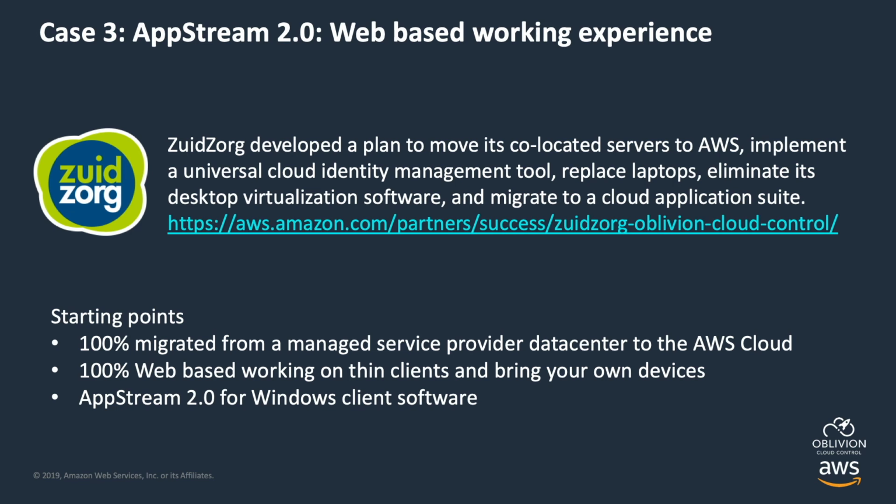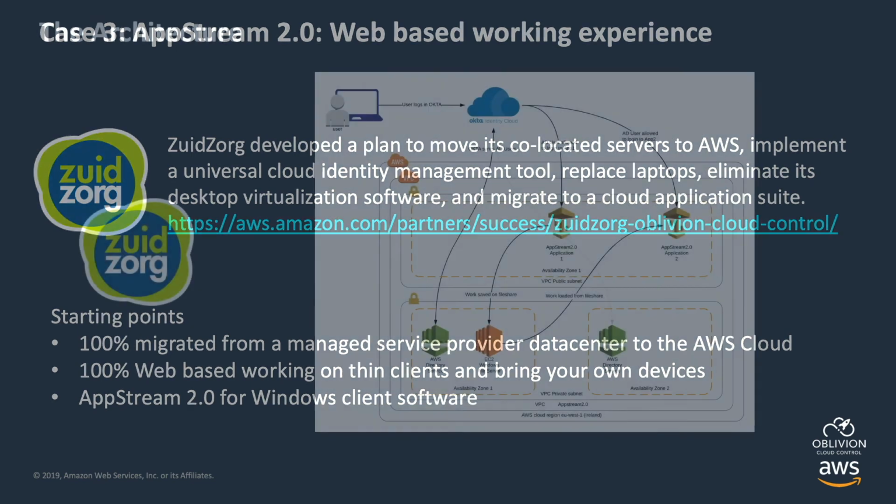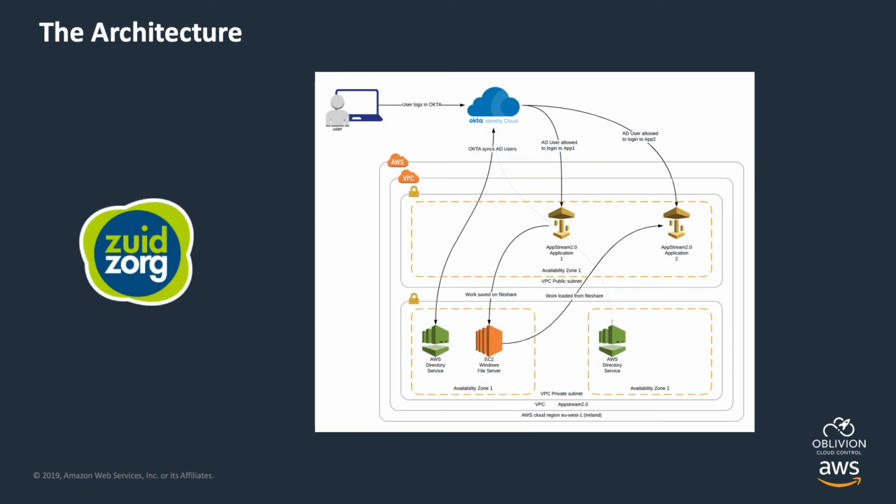And if you look over here on the architecture, any user comes in via Okta. Okta syncs with the AWS directory service, sees what applications do you have access to, and these are then provided through AppStream. And that was actually quite easy to set up.